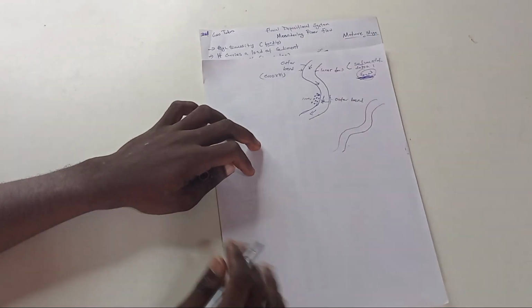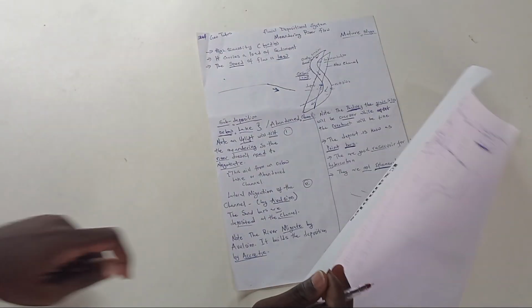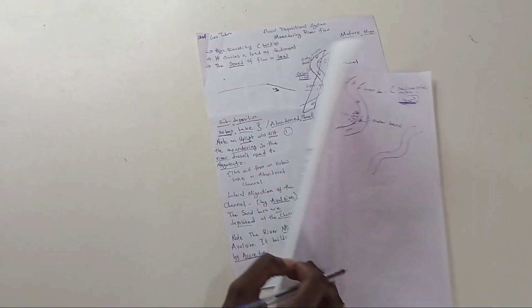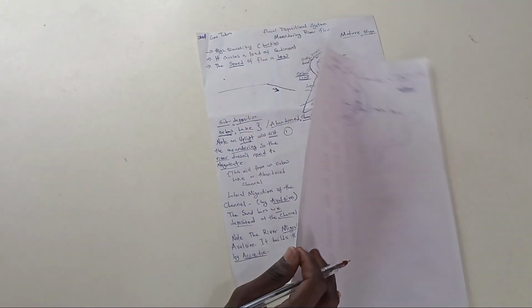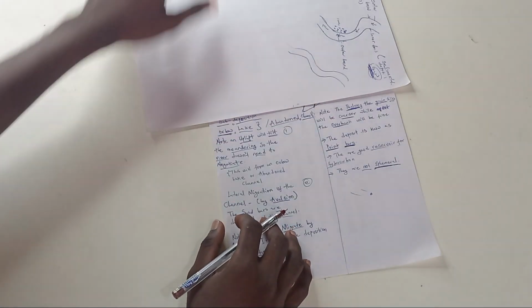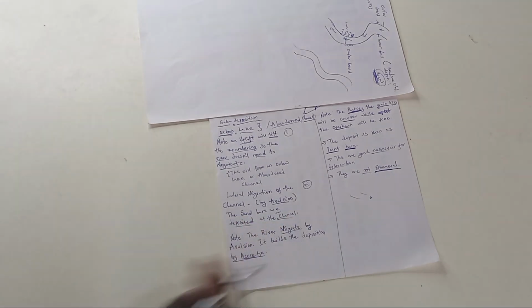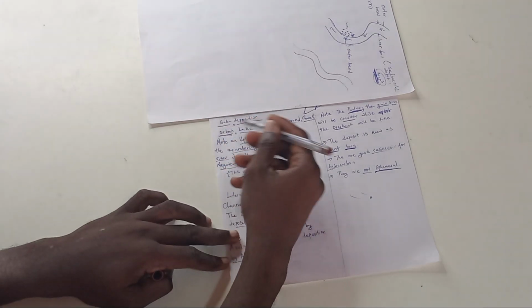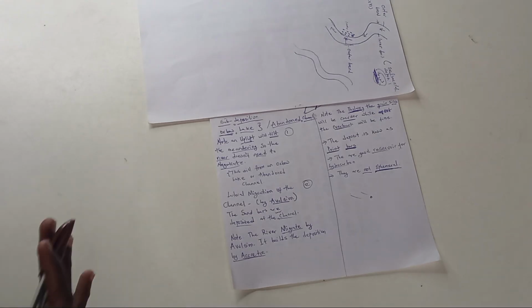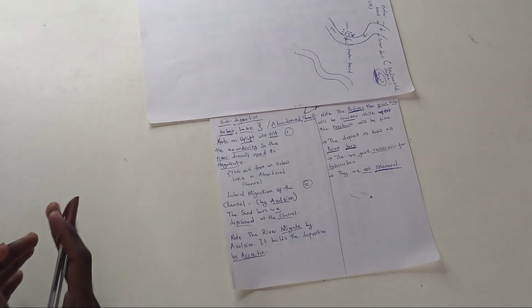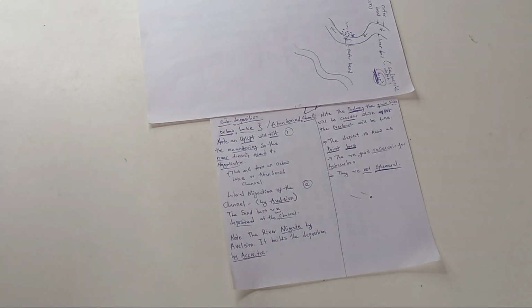Now we are going to move into the sub-depositional environment. The first one we're going to talk about is the Oxbow Lake. What is an Oxbow Lake? Another word for Oxbow Lake is the abandoned channel. And how is it formed?